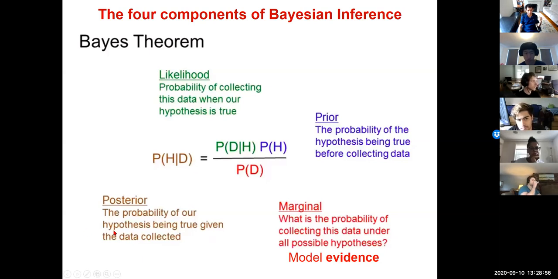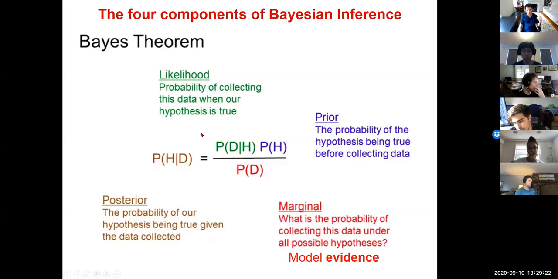So that's the posterior probability of our hypothesis being true after the data has been collected and observed, and this is before the data is collected. At the bottom here is P of D. This is the marginal, the total probability of collecting this data under all possible hypotheses. As I'm observing a particular shade on my window, what is the total probability of seeing that shade, integrated over all seasons.